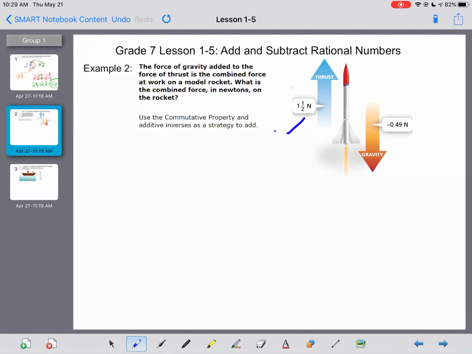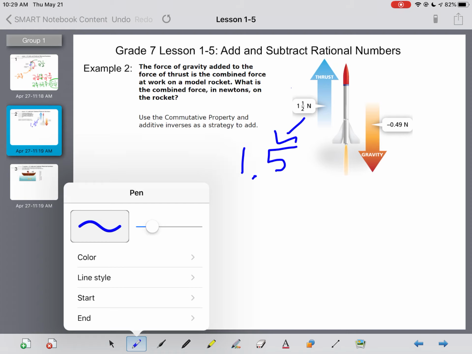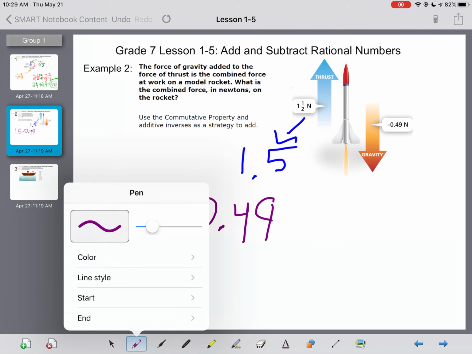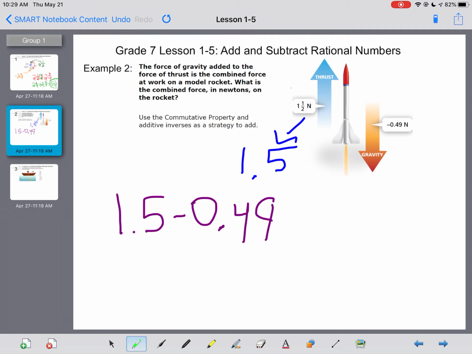So we must get them both into the same form, both decimals or both fractions. I think the easiest is to make them both decimals, because we should know 1 1/2 is the same as 1.5. That makes things easier if they are both decimals or both fractions. So I know that my 1.5 is being reduced by 0.49, because they're working in opposite directions. We could just do 1.5 minus 0.49, or the question asks us to turn it into additive inverses.